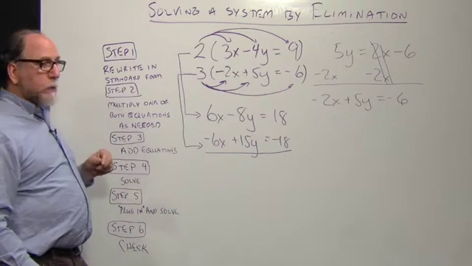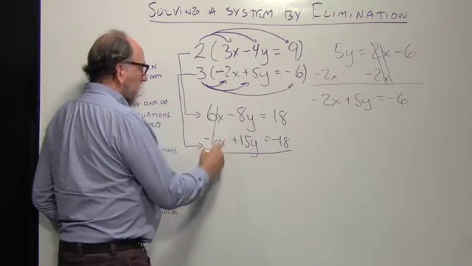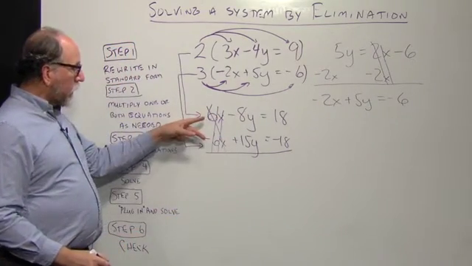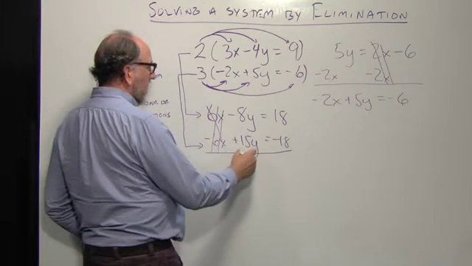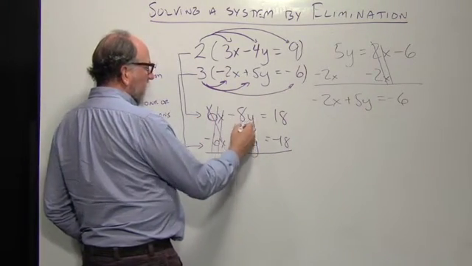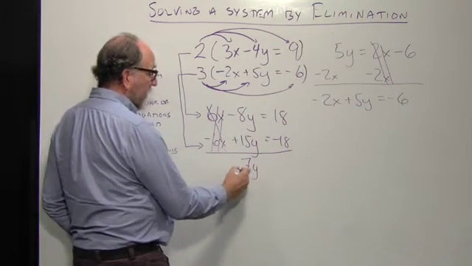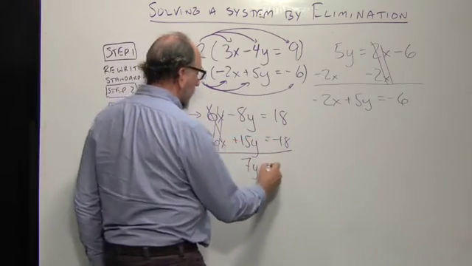Add these two equations together so that one of the variables drops out. In this case, the negative 6x and the positive 6x here in the beginning add to 0. The 0 plus the rest is the same. So the next one, negative 8y plus 15y, is going to be 7y. And what's 18 minus 18? Why, that's 0.